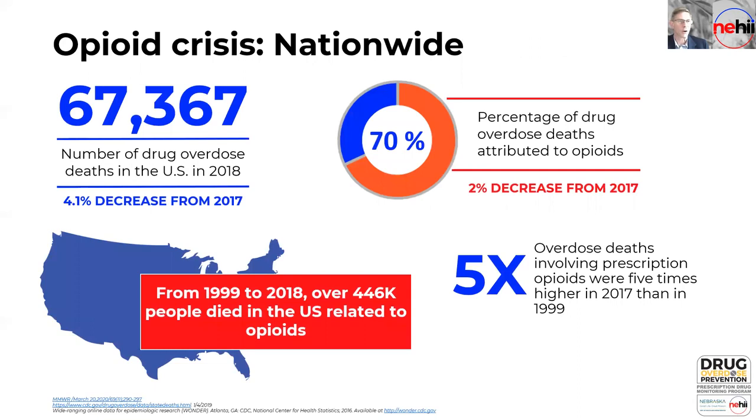So to begin with, the opioid crisis has been going on for quite some time. In 2018, the number of total drug overdose deaths in the United States reached over 67,000, with 70% of those attributed to opioids. In 2018, that number decreased from 2017, but is still very significant. Within the period 1999 through 2018, over 446,000 people have died in the United States related to opioids. The number in 2017 is 5 times higher than what that number was in 1999.